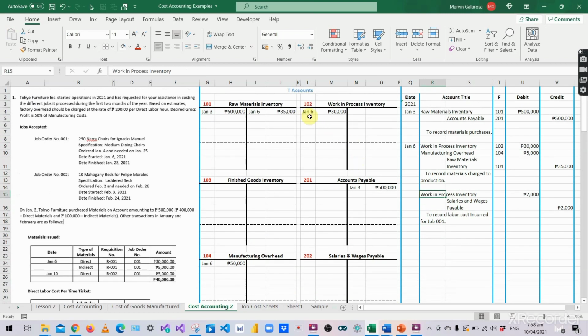Siyempre, i-post natin sa T-account, January 6. Debit sa work in process na 2,000 pesos. Credit naman sa salaries and wages payable na 2,000 pesos. Then, lagay mo yung account number as reference. Work in process yan ay 102. Salaries and wages payable yan ay 202.